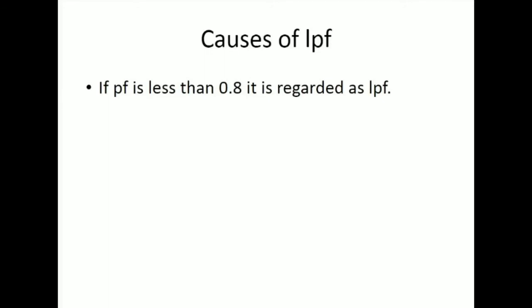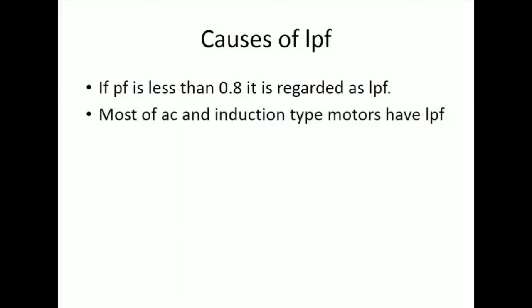Causes of low power factor. When the power factor is less than 0.8, it is normally referred to as a low power factor condition. The low power factor condition can occur in both inductive and capacitive loads. We know that in an inductive load, current lags behind the voltage by angle phi. In the case of a capacitor, current leads the voltage by a certain angle. So according to this, the power factor cos phi also changes.